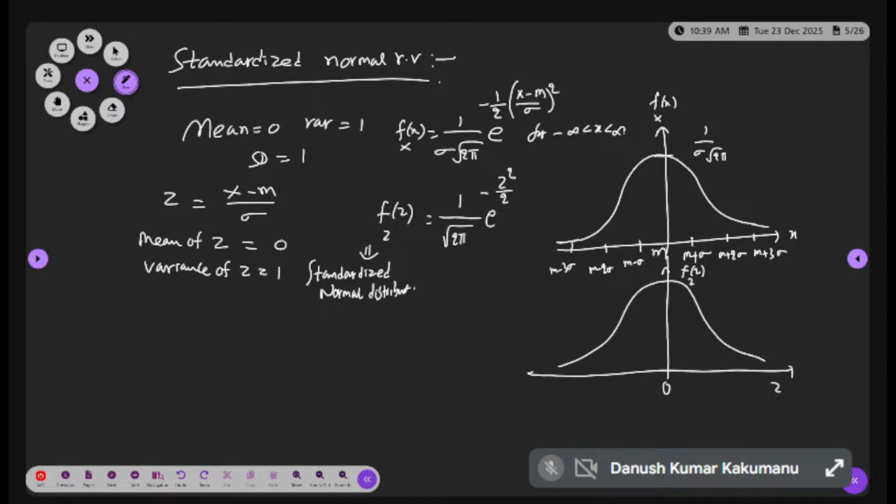X-axis, z-axis. What is the mean of the z? It is 0. In place of m, we are writing 0. What is the standard deviation of this distribution? Variance is 1 means standard deviation is also 1. Is everyone concentrating? Yes. What is this value? Tell me.